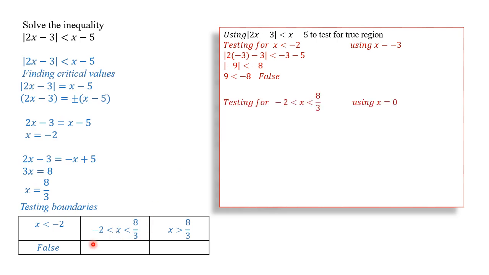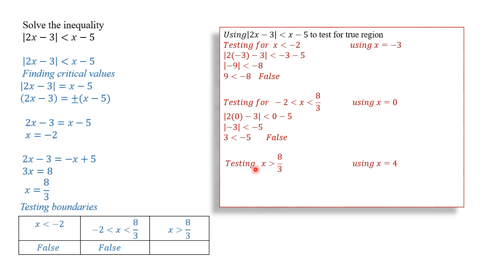Alright, so now we are testing the next region, which is minus 2 less than x less than 8/3. We need a number between minus 2 and 8/3, so you can use x equals 0. We are testing with x equals 0 in our inequality. It's going to be modulus of 2 times 0 minus 3 less than 0 minus 5. So this will give us modulus of negative 3 less than minus 5. The absolute value of minus 3 is 3. So 3 less than minus 5 is false, which also makes the region of minus 2 less than x less than 8/3 a false region.